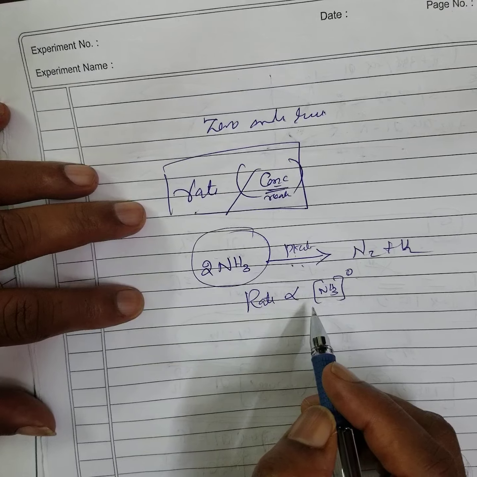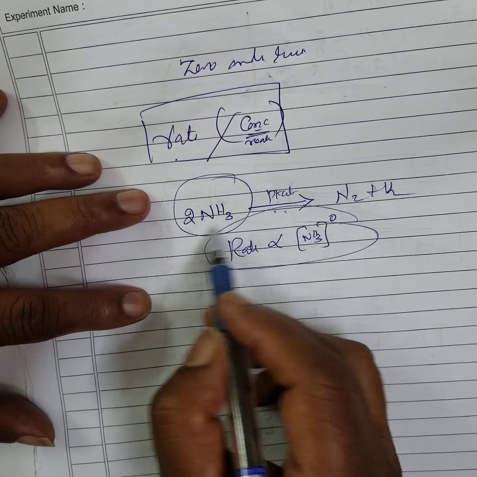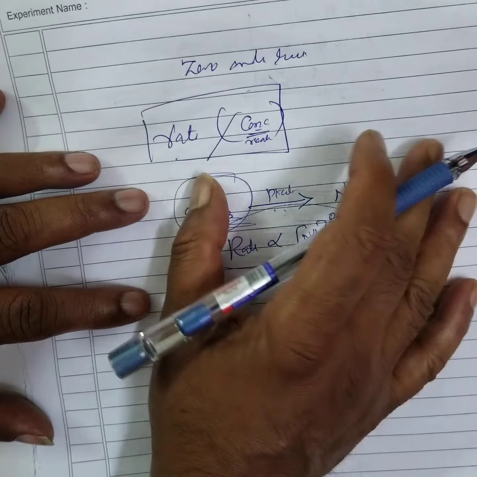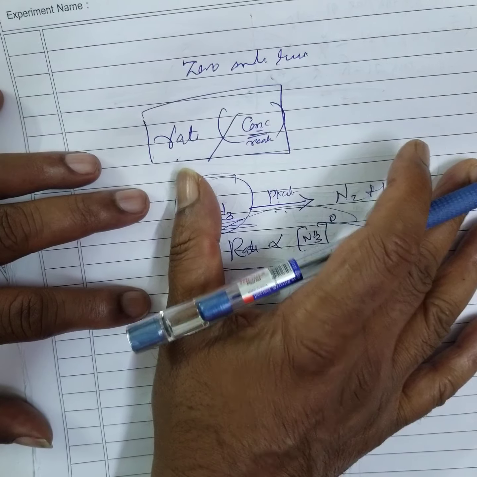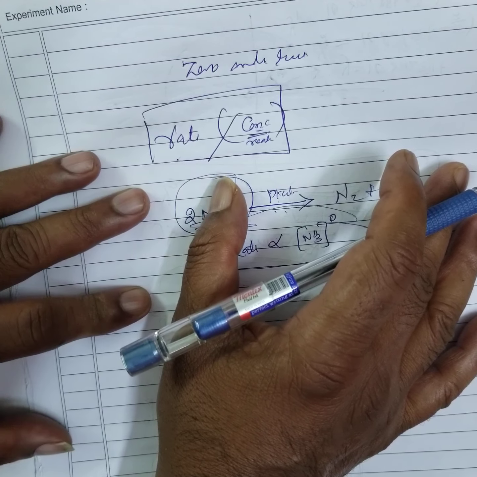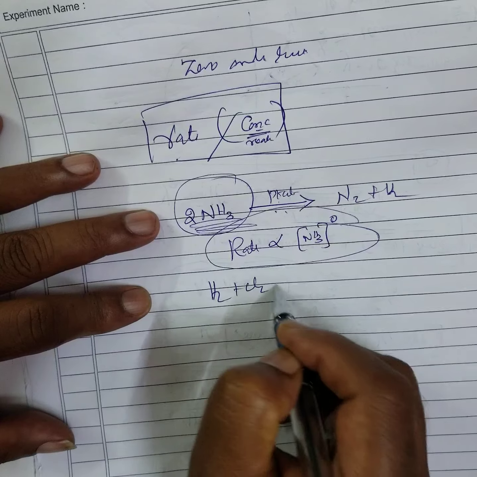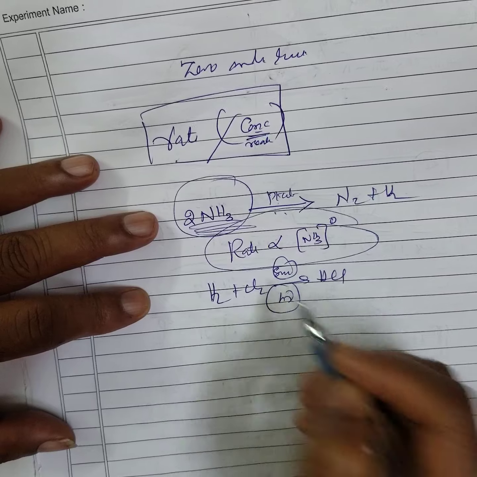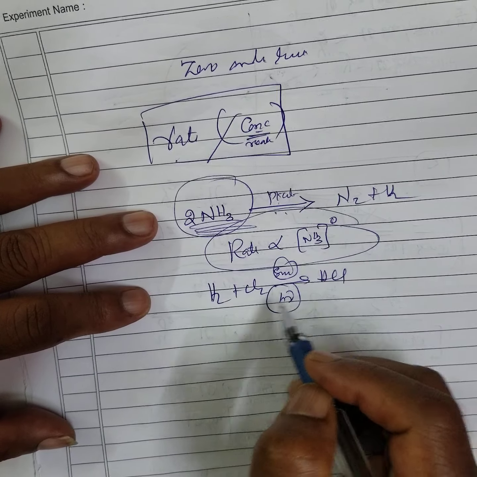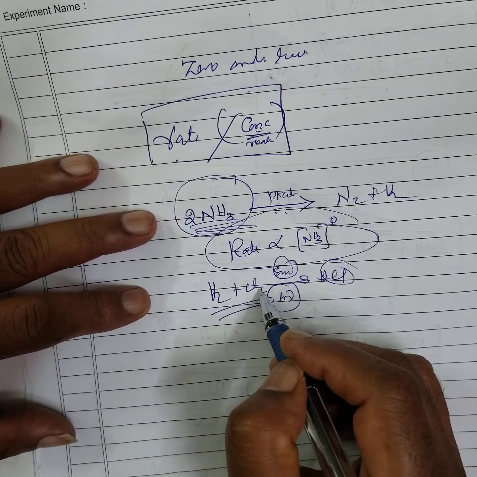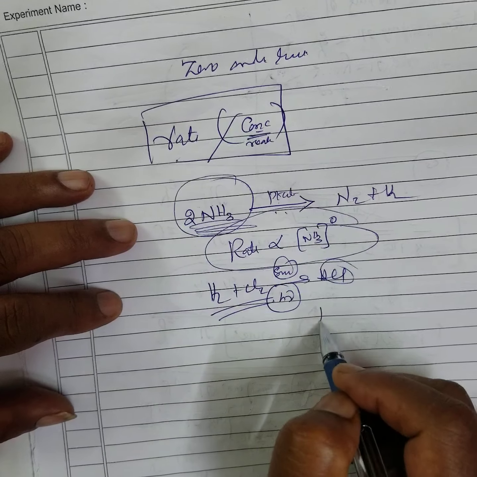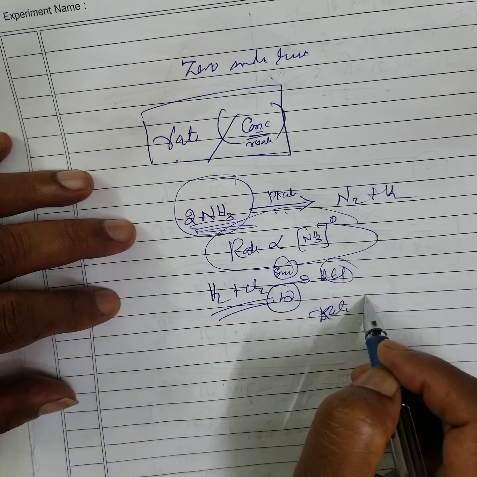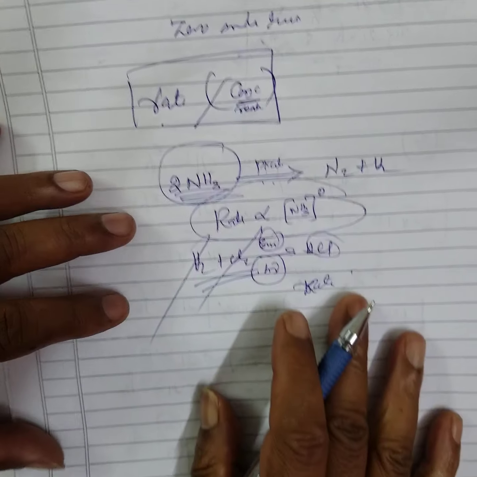These are some specific cases. By looking at the reaction, you can't say it is a zero order or something like that. Similarly, hydrogen combines with chlorine to form hydrochloric acid in the presence of sunlight, on a water surface. Here also the rate of the reaction does not depend on the concentration of hydrogen and chlorine.